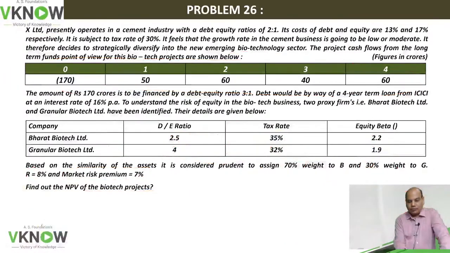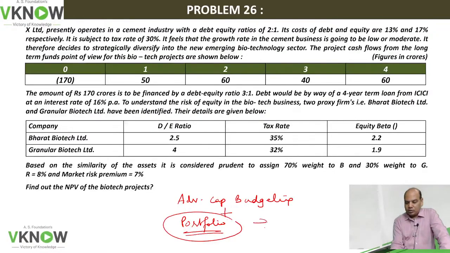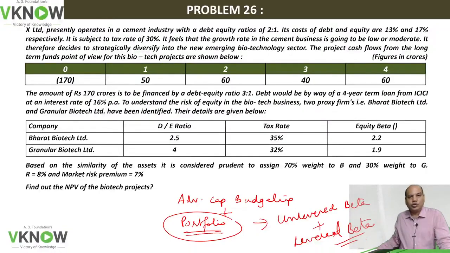This question is a mixture of two chapters: advanced capital budgeting plus portfolio. From the portfolio management chapter, we will learn how to find unlevered beta, and I will use unlevered beta to find levered beta, and then we can compute cost of equity and overall cost of capital. Very, very important question. If suddenly it is asked in the exam, you should not be caught by surprise. So I request you to concentrate and write the answer in detail in the notebook.